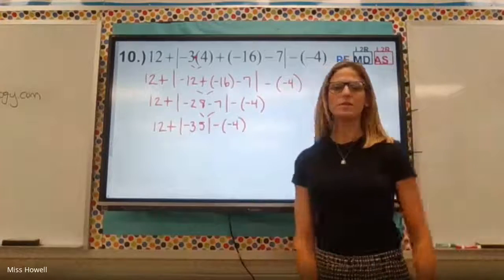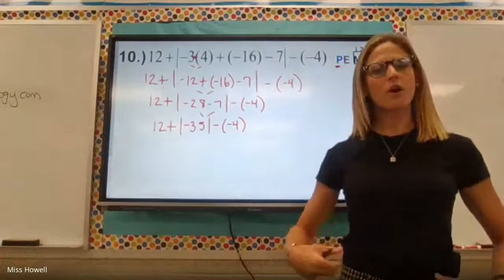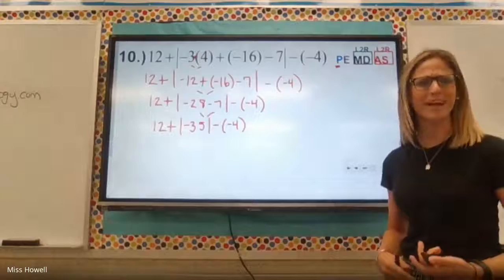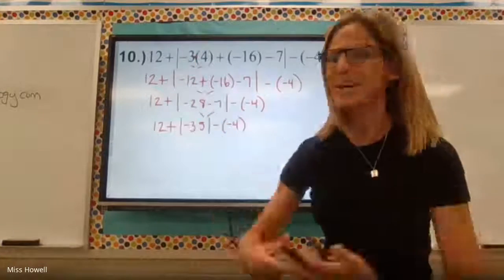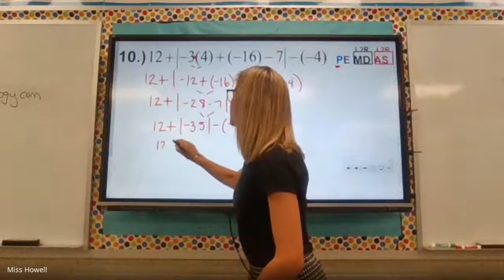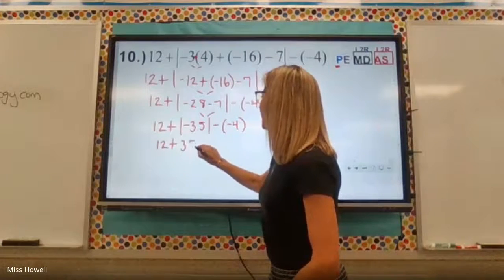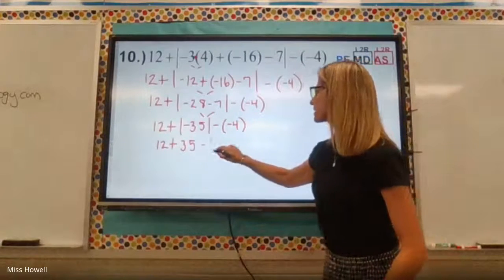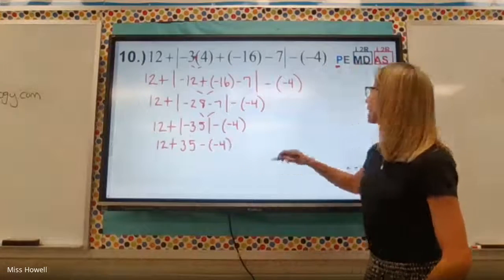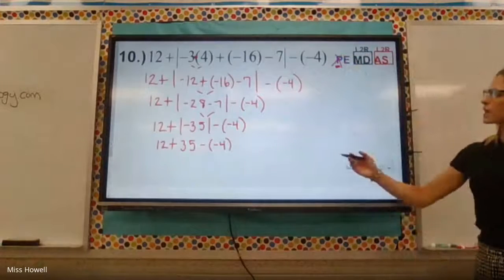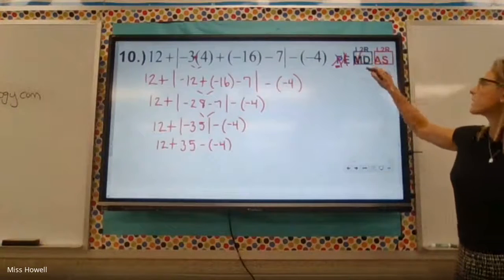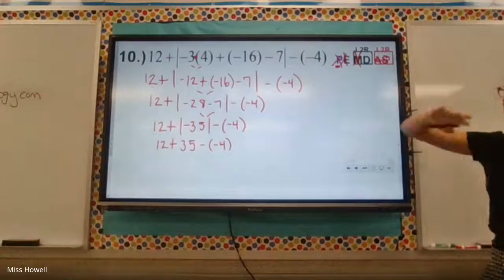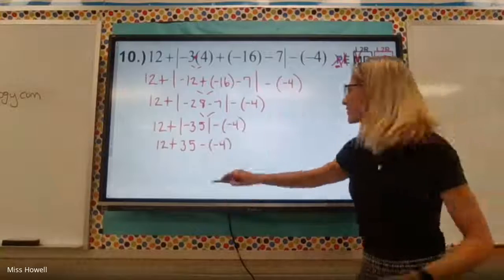So that question is really saying if I counted from 0 to negative 35, how far would we count, which would be 35? Or the shortcut, take it out, pull it out, make it positive. So 12 plus 35, no more bars, minus a negative 4. All right, we're done with our groupings. There are no exponents here. There's no multiplication or division. There is some add and subtract, so we go left to right for the rest of the problem.